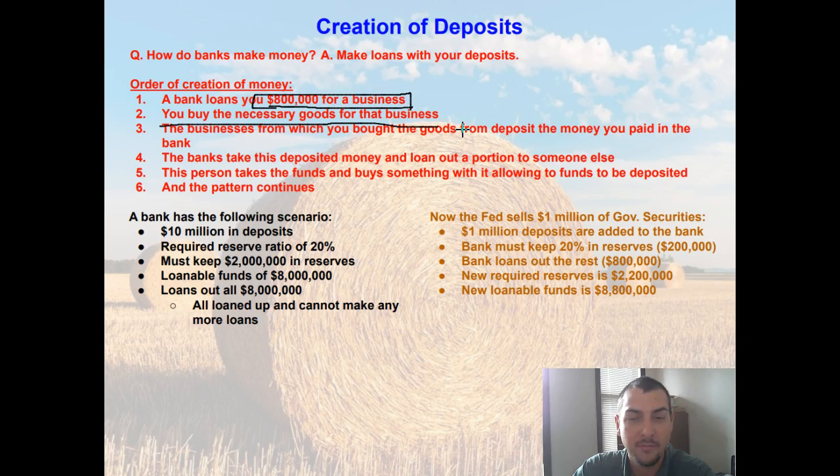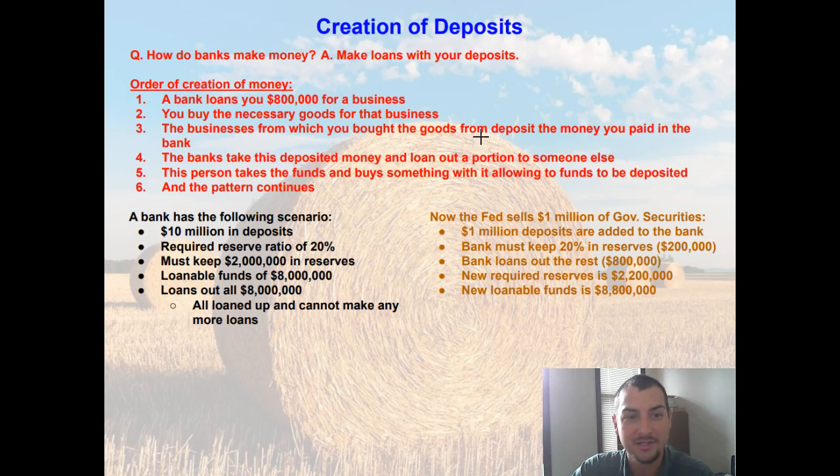So you use that money, you go and buy tools with it, the blades, the cutters, the machinery, the knives, all of the freezers and everything you need for that business. So you take that $800,000 and you're buying things with it, right? You buy all of those necessary goods. The businesses that you bought those goods from, such as the refrigerator store where you bought those freezers, what do you think that business is going to do with the money you just paid them?